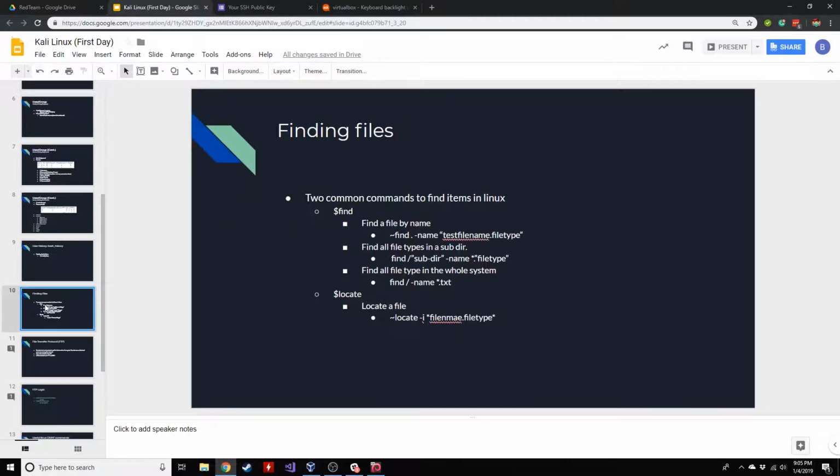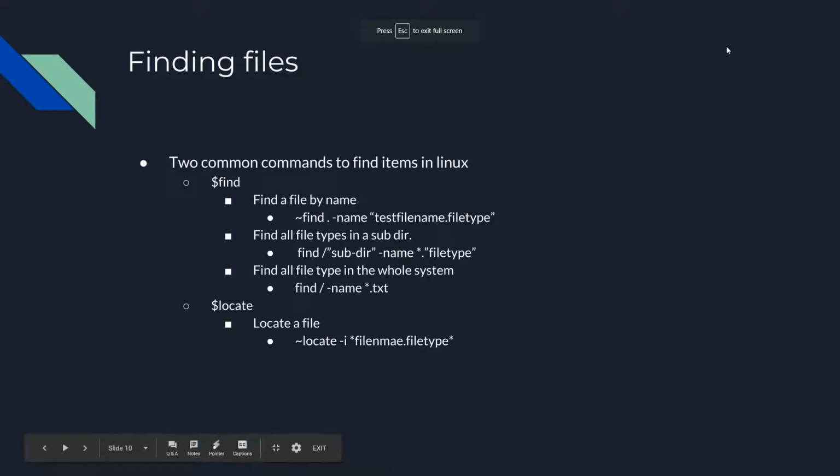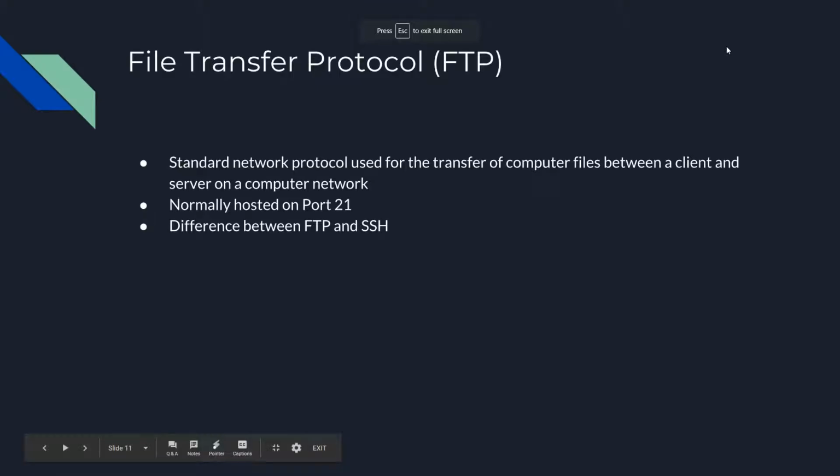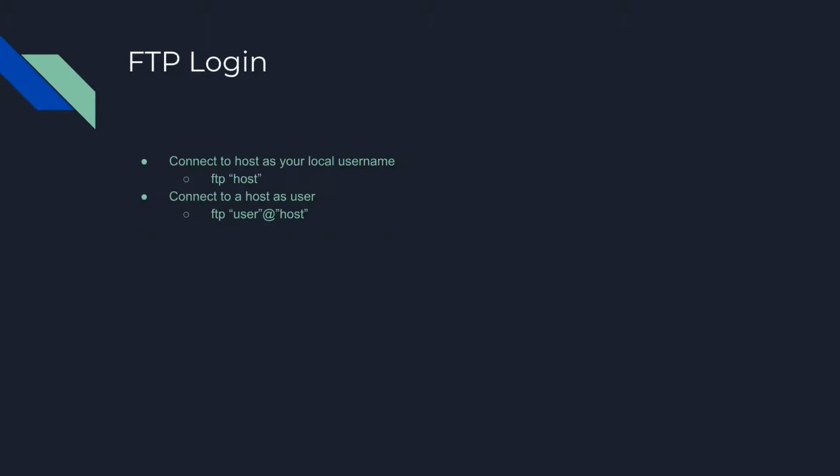So, okay. So let's move on to FTP. FTP stands for File Transfer Protocol. It's similar to SSH, but File Protocol is hosted on port 21. And I believe FTP is a little older than SSH. It usually is used between client servers and on a computer network. And FTP login is very similar to SSH. So in Kali Linux, you can just use the command FTP the host or FTP the user at the host.